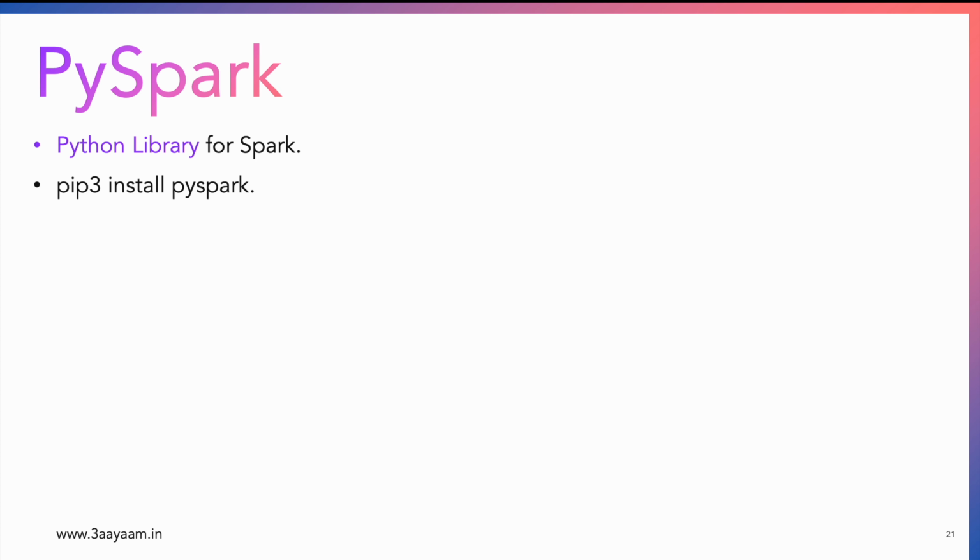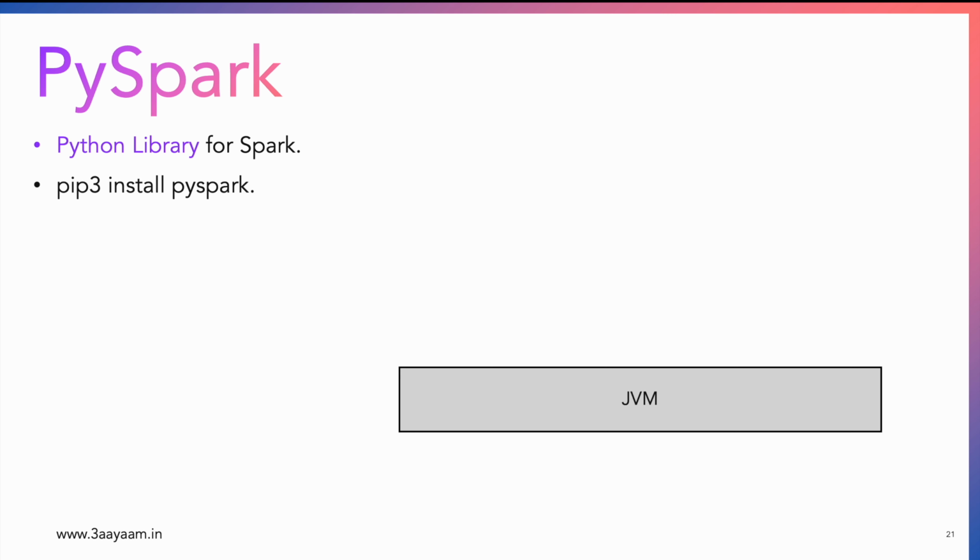But before that, a question might come, because Spark is written in Scala, which is a JVM based programming language. So Python is not JVM based. Python can be an interpreted language, or it can be considered a compiled language also if you do pre-compilation of the Python code.